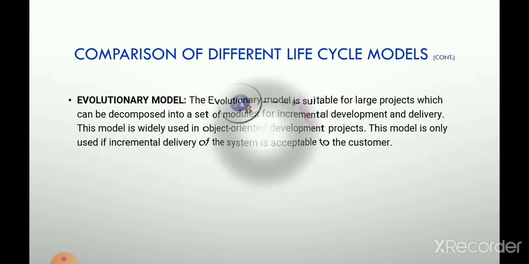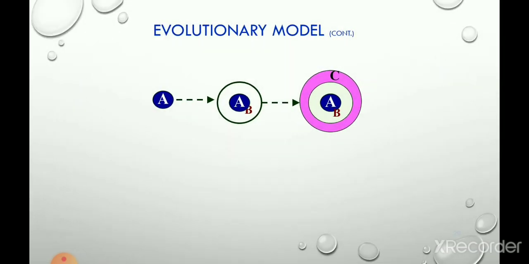Okay, means in the evolutionary model, first a core module is developed and given to the customer, then a new module is added to the core module and again it is given to the customer. Means in each release the developer adds a new module with new functionality. The process goes on until the customer is satisfied.